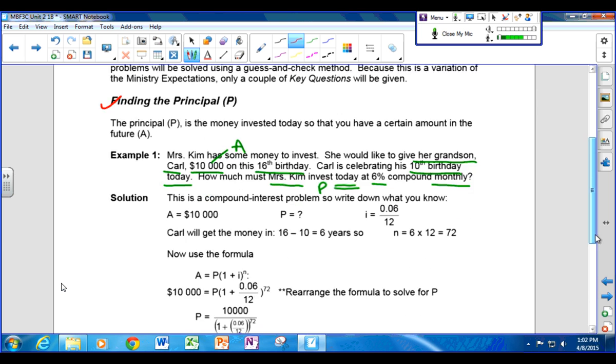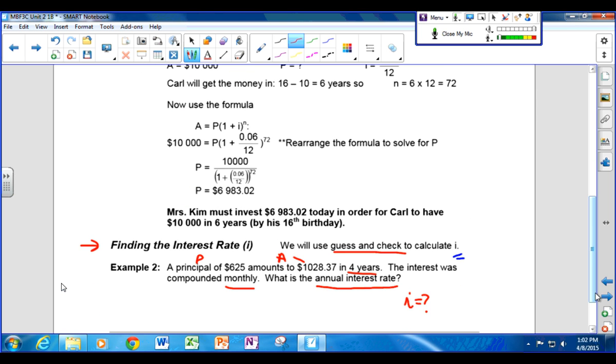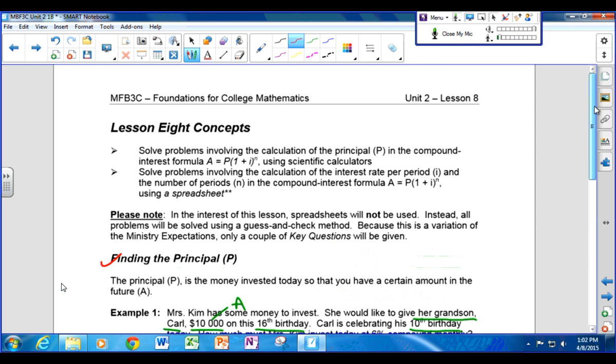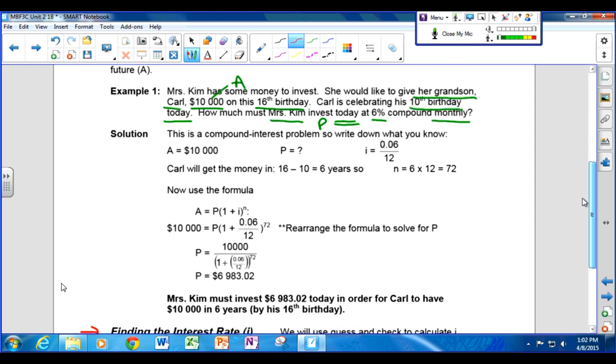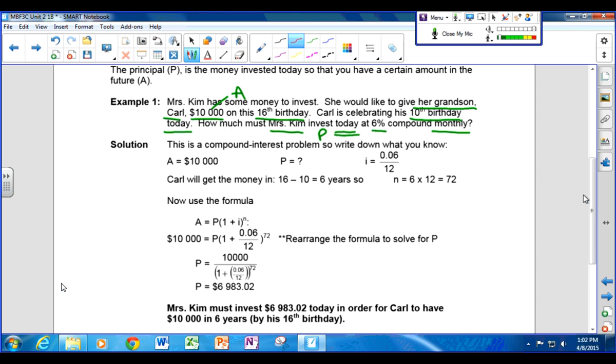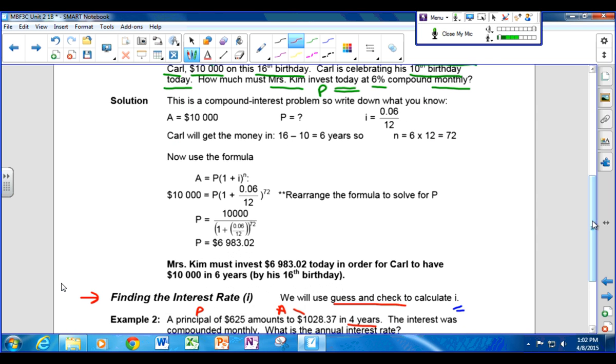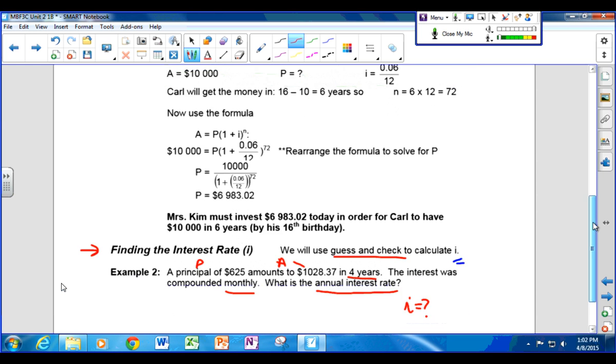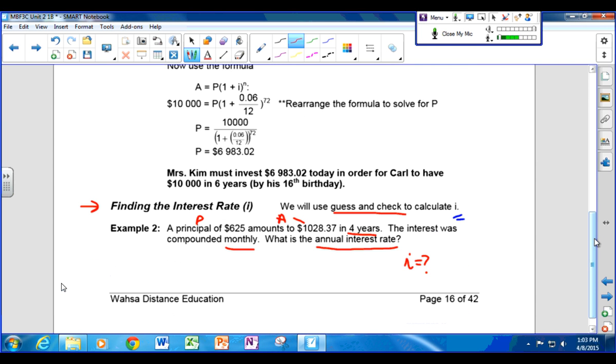Now, one of the more straightforward ones is if you have the formula, but they give you the A and you need to know the P. Here on page 16, in the middle, it explains how to do that. You basically use your algebra skills to rearrange the compound interest formula to isolate the variable P. You just do that with simple rearrangement. Now, a more difficult situation is when you're asked to find the interest rate.